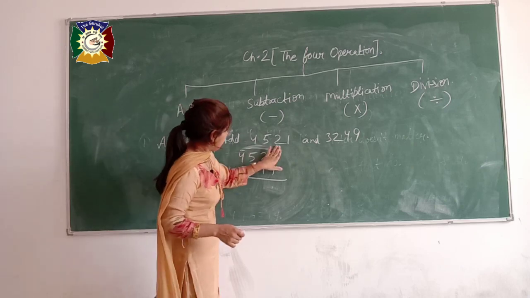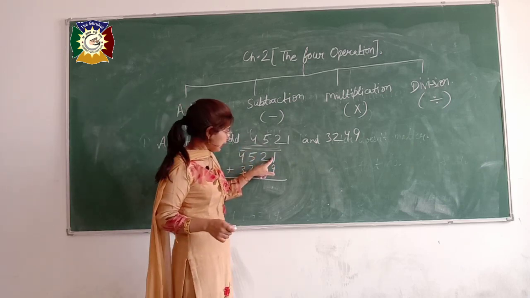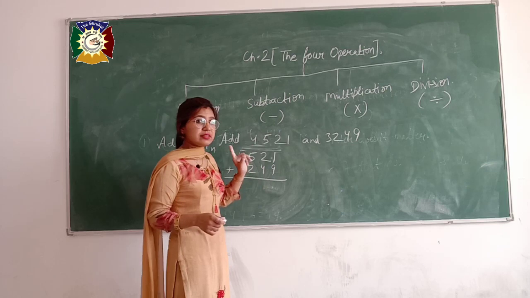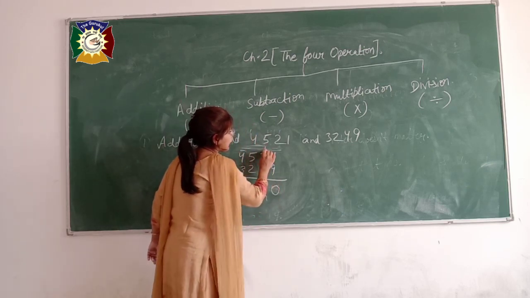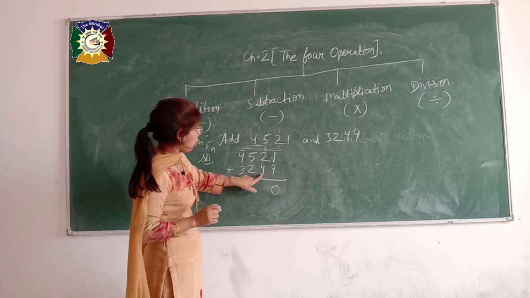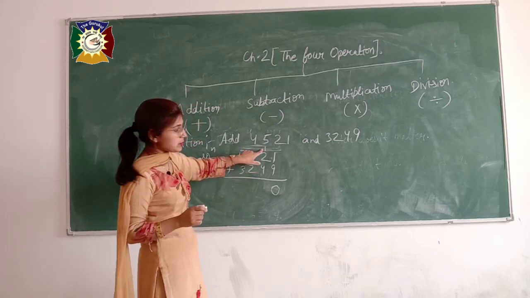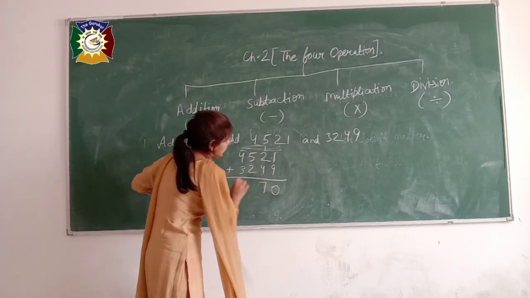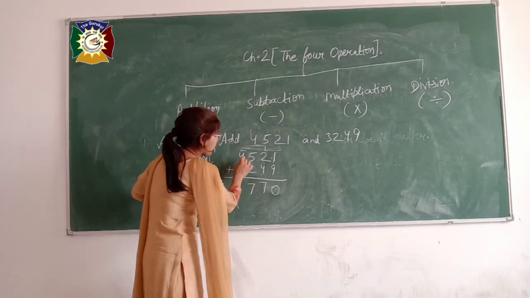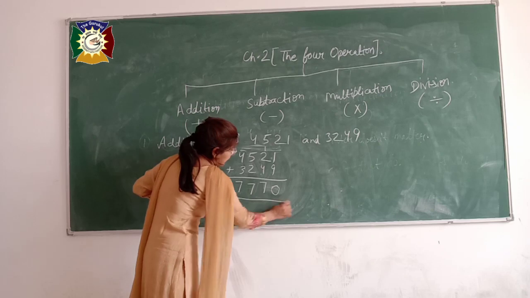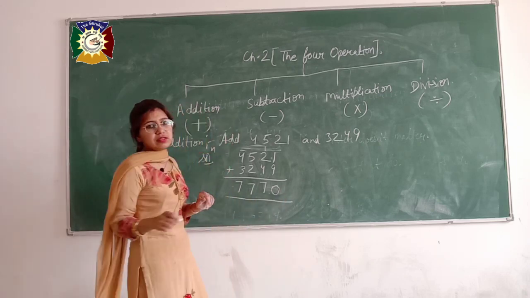Like see, it is 4, it is 1 and it is 9. 9 plus 1 is 10. So keep 0 here and put 1 as carry here. Now 4 plus 2 is 6 and 6 plus 1 is 7. Write it here. Again 5 plus 2 is 7 and 4 plus 3 is 7. And this is your required answer.